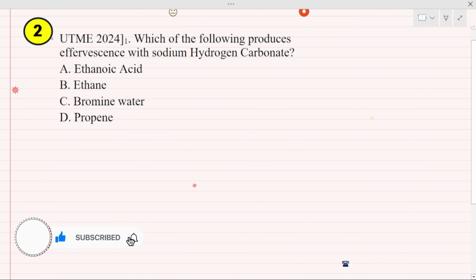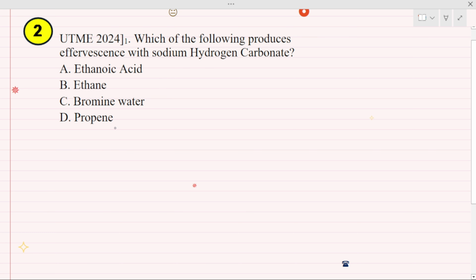Question number 2. Which of the following produces effervescence with sodium hydrogen carbonate? That's UTME 2024 question number 1. So we have ethanoic acid, we have ethane, we have bromine water, propane. So let's look at the one that produces effervescence. That's giving out CO2 gas with sodium hydrogen carbonate.